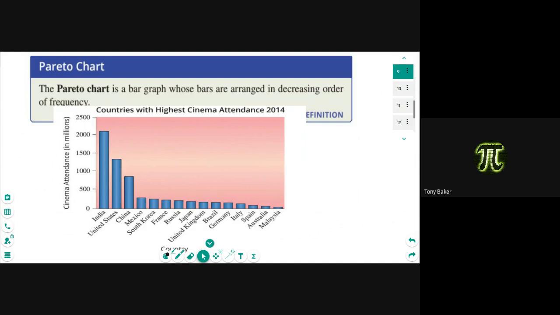Anybody know off the top of their head how many people are in India? Probably a lot. Like a million. It's like 1.3 or 1.4 billion people. How many people are in the United States? Like 330 million. So if we're looking at this in terms of percent of population, both the United States and China are above their actual population, which means people there go more than once to the movies. So in terms of percent of population, the United States would be first.